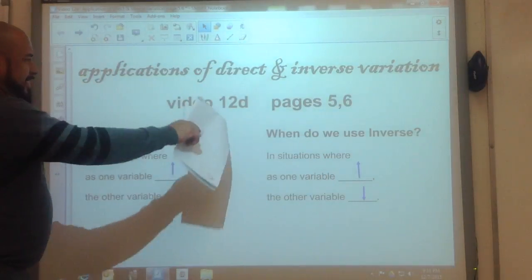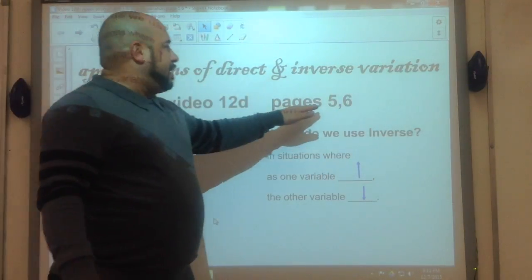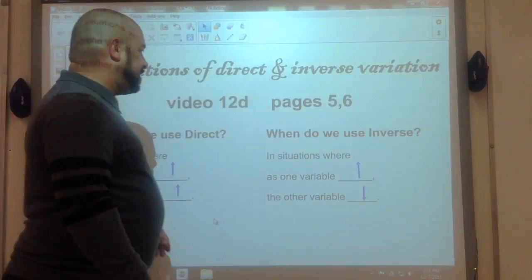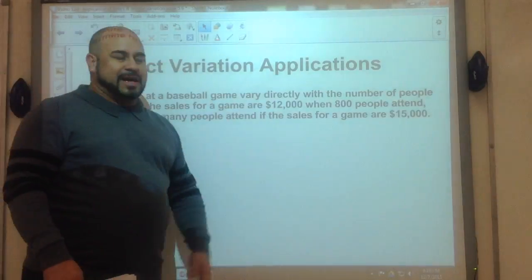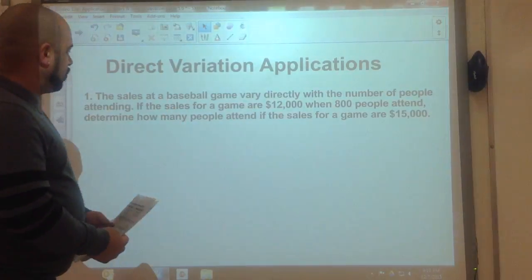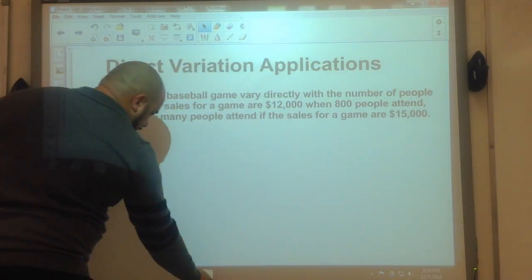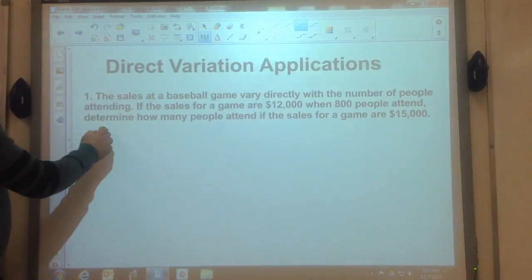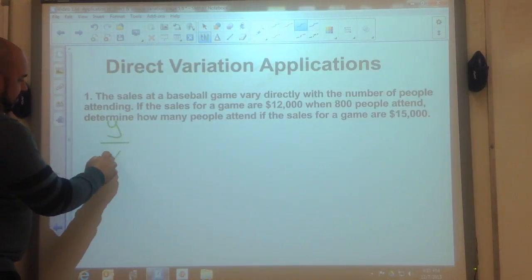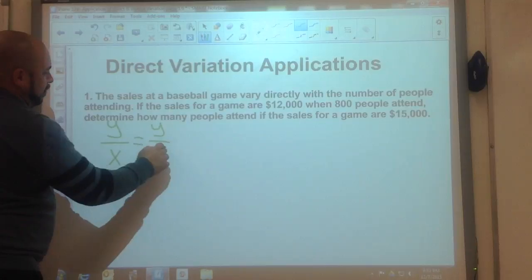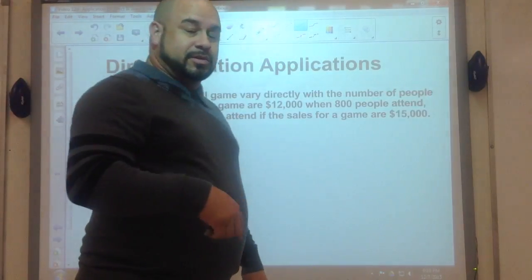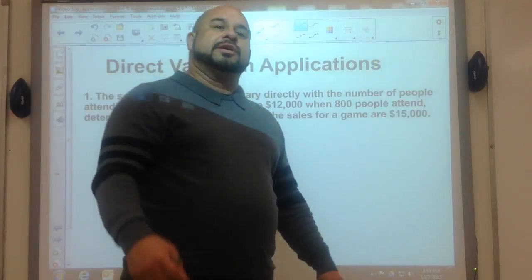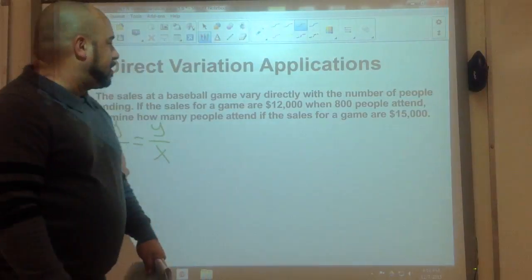So, again, this is video 12D. I'm looking at pages 5 and 6. I'm only going to do one example of each. First one, for direct variation. This is number 1. Now, understand that with direct variation, we have y over x equals y over x. It's the same concept as when we found the constants or the missing values, and we're going to be using it for this word problem.